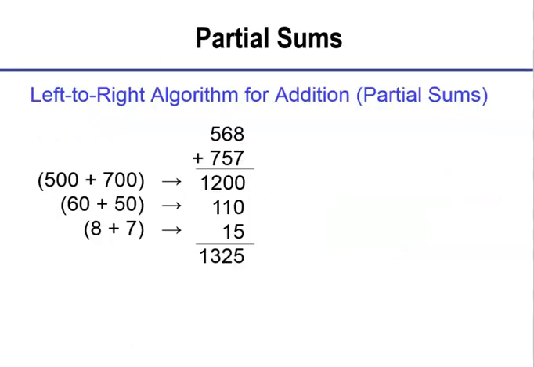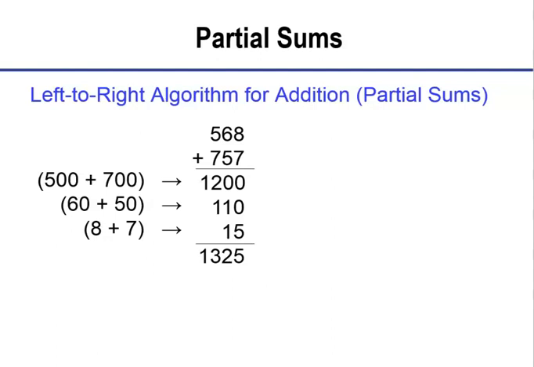Now here's an entirely different algorithm. We call it partial sums. It could also be called the left to right algorithm. Notice what we did first here. We added the first digits, the hundreds digits. So we're looking at 500 plus 700. That gave us 1200. Then we're looking at the tens.